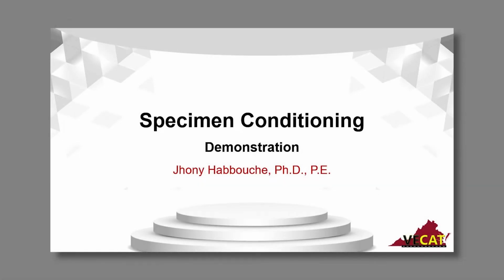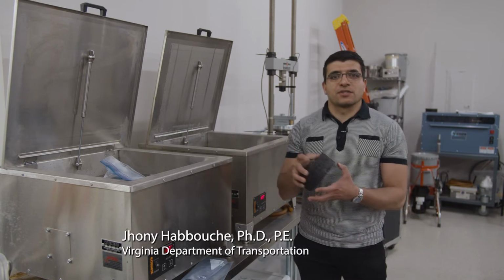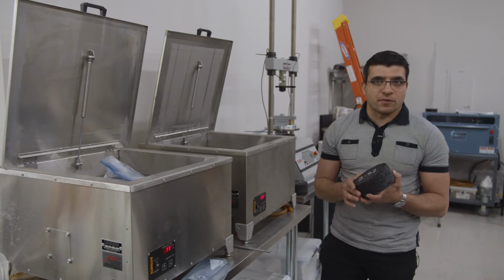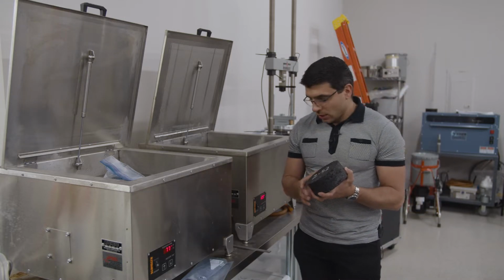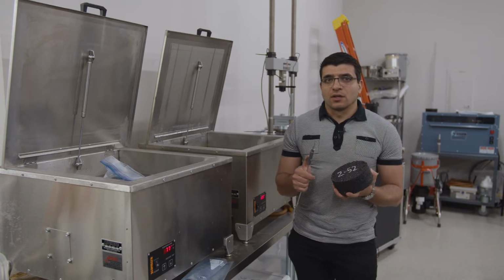Hi there. In this segment, we will show how to determine the measurements of a specimen in terms of diameter and height, and how to condition the specimen prior to performing any tests. So first, we will need a caliper. The caliper could be digital or manual.